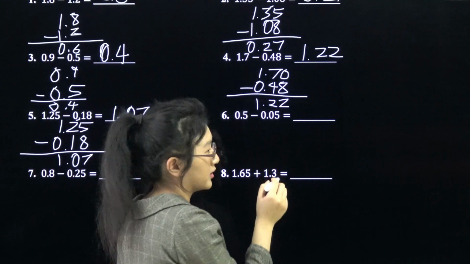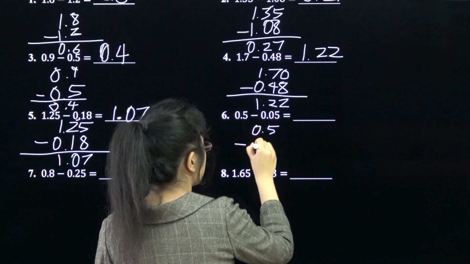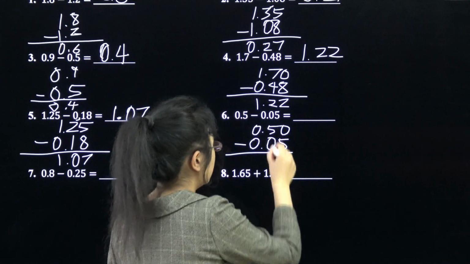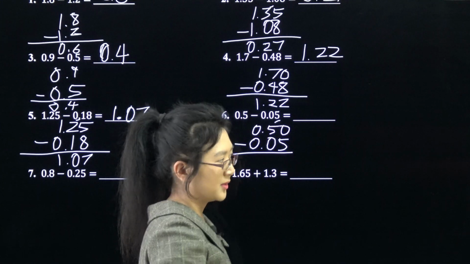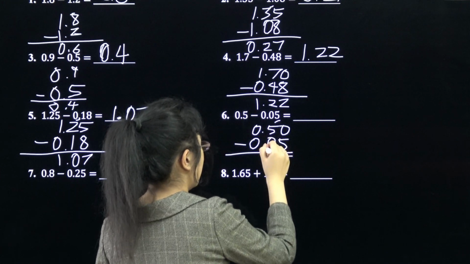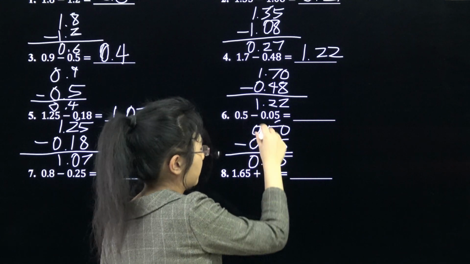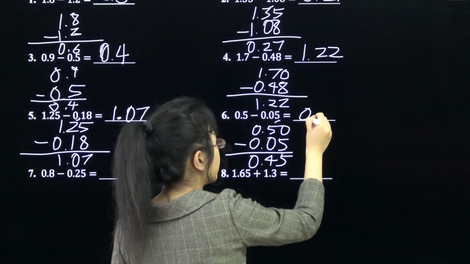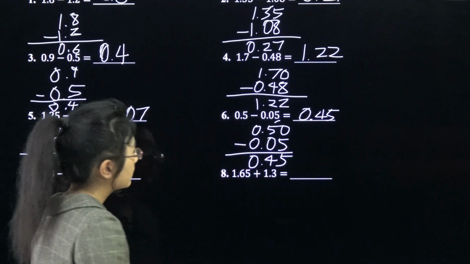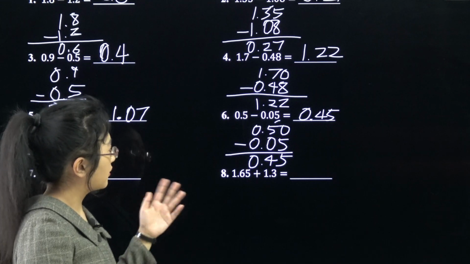0.5 minus 0.05. We're going to use 0 as a placeholder again. We're going to borrow because 0 minus 5 doesn't really work that way. 10 minus 5 is 5. Now this is 4. 4 minus 0 equals 4. And we just move these down because there's nothing to subtract here. 0.5 minus 0.05 equals 0.45.